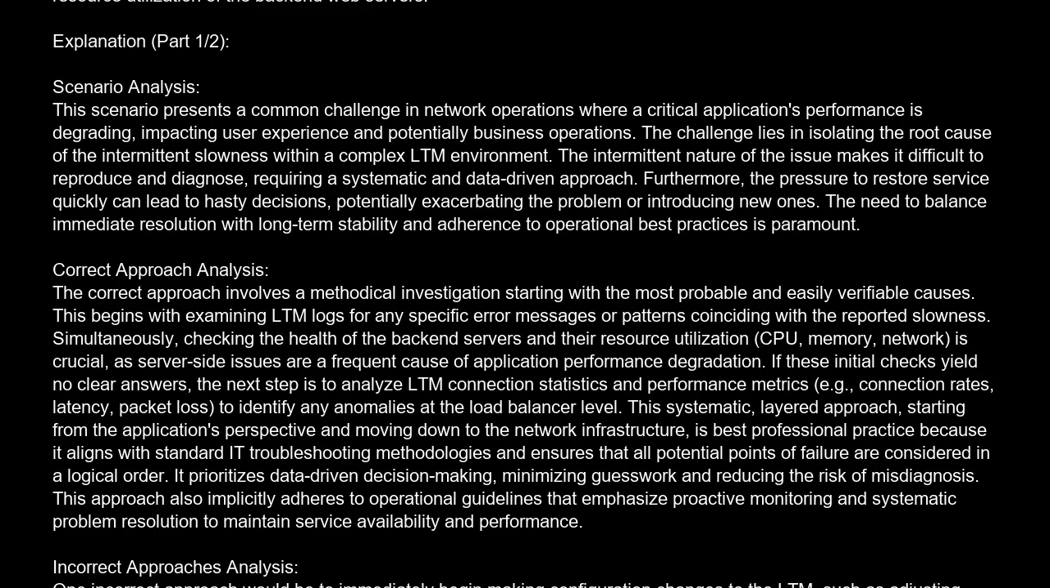The correct answer is A. Analyze BIGIP LTM logs for error messages and connection statistics, and simultaneously check the health and resource utilization of the backend web servers. Explanation. Scenario analysis.